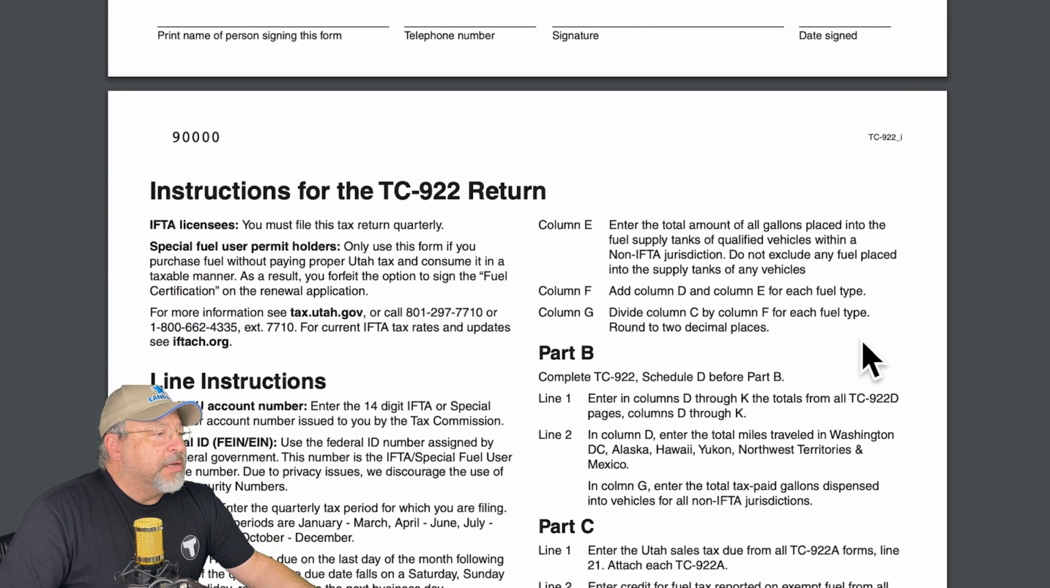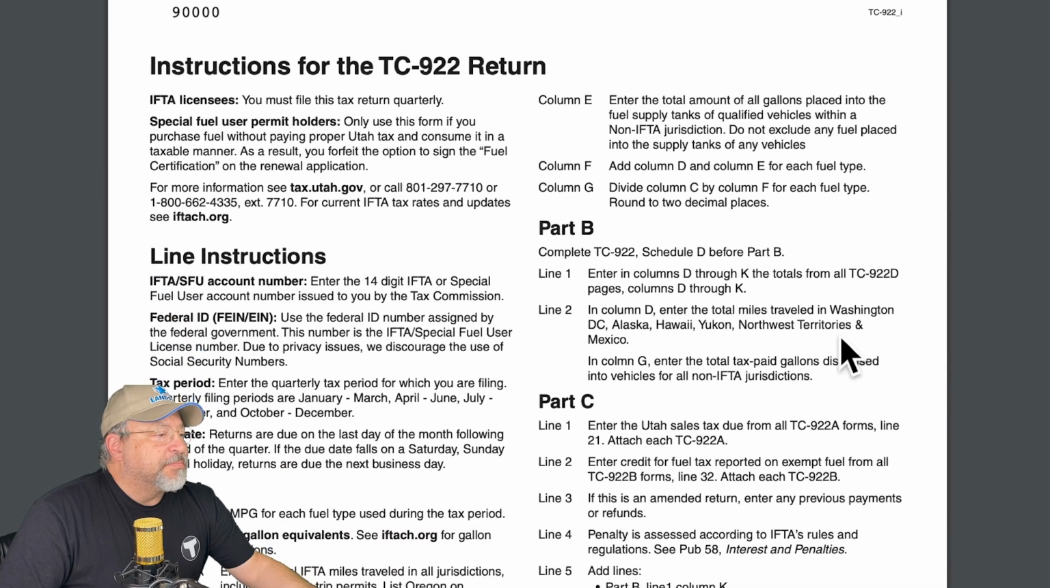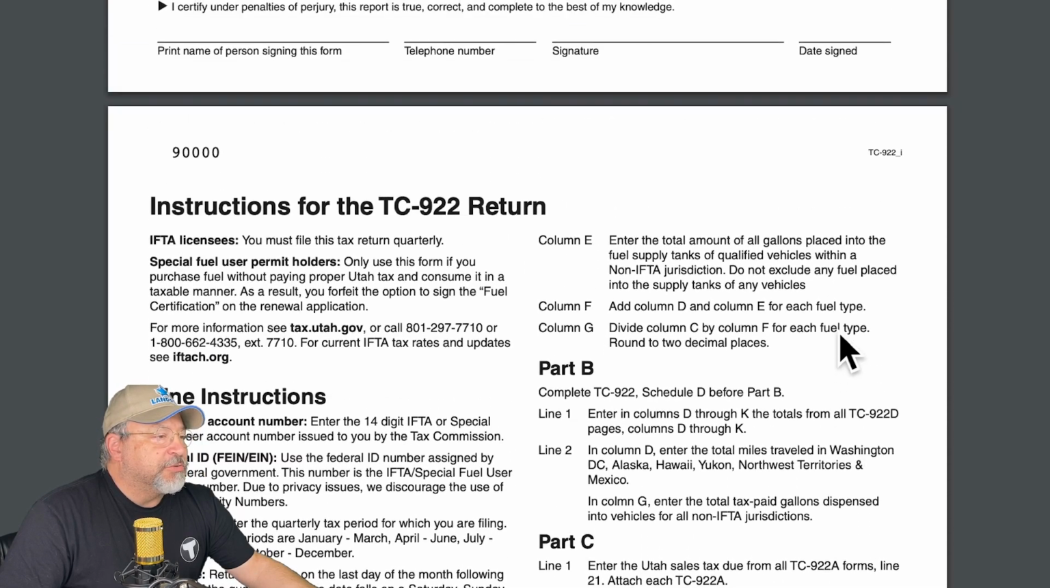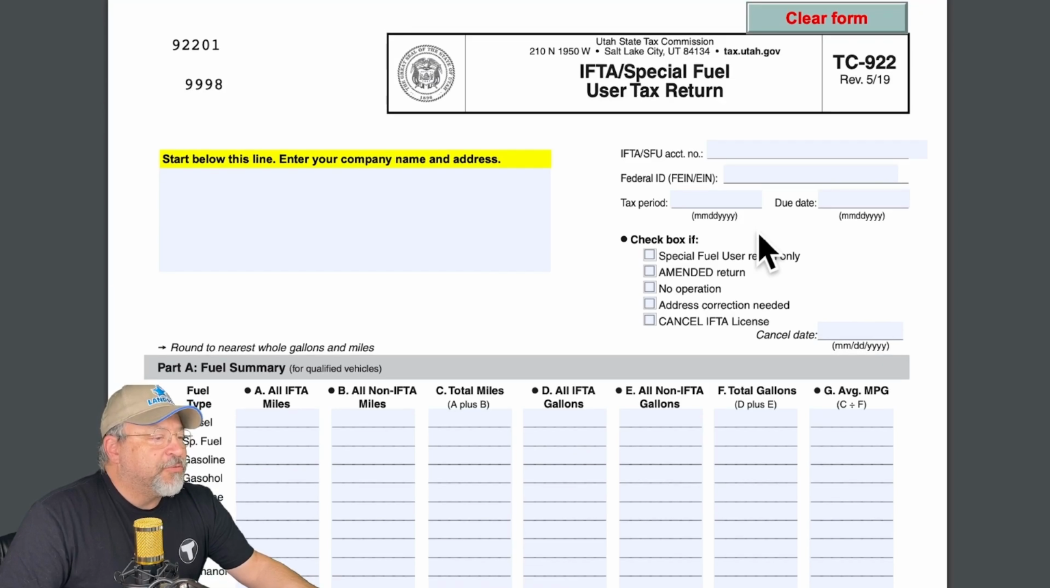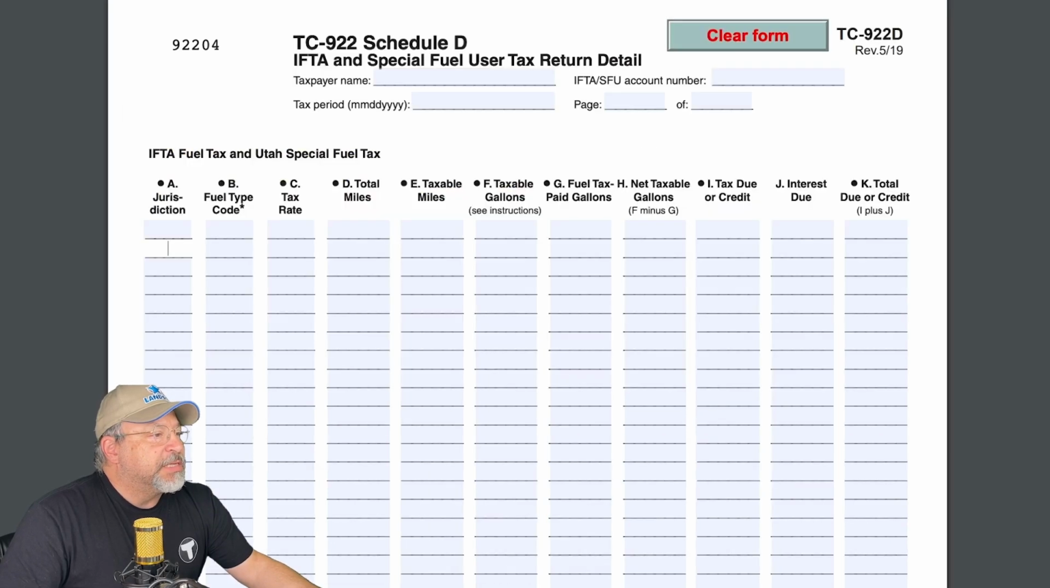Now, these forms also come with instructions, and they're very easy to read instructions. So this is the first page of a 2-page form in Utah, and I thought it would be better if, let me switch over here to the detail page. Now this is a DC 922D. These are Utah numbers. This is what they call it, and the D is for detail.